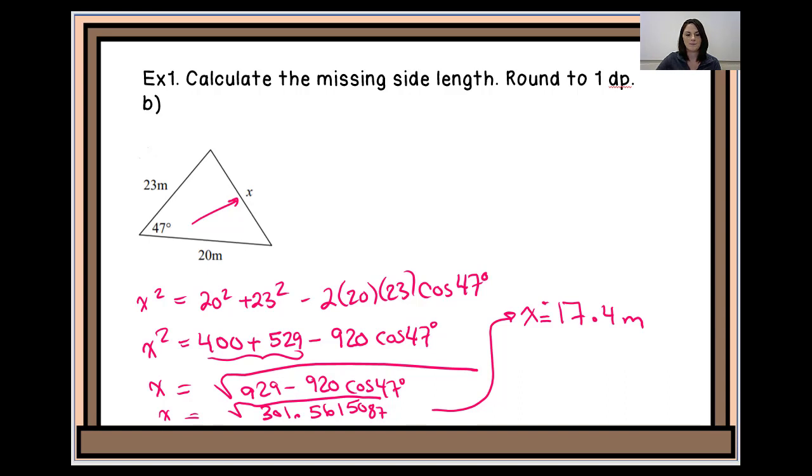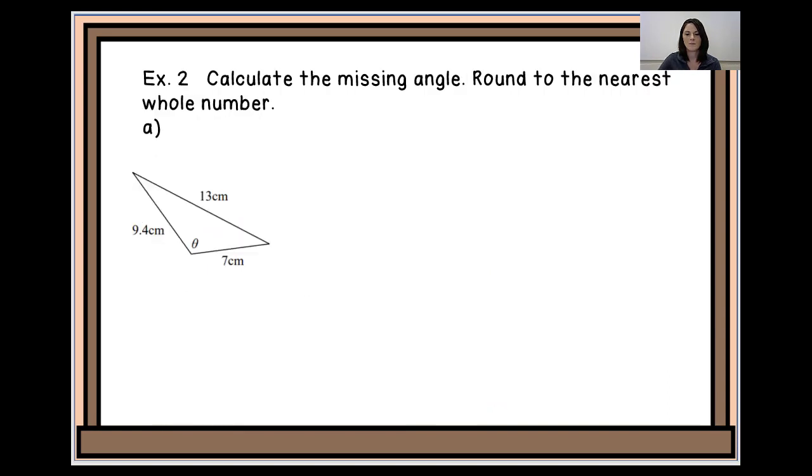Next example. This time we're going to calculate the missing angle. If you want, you can plug it into the original formula, or you can plug it into that rearranged formula that we talked about earlier. Plugging into the original formula, the 13 squared is on the left, and the cosine theta that we're looking for is on the far right. I'm going to also show you using the other rearranged formula.